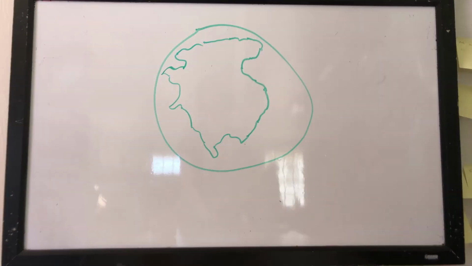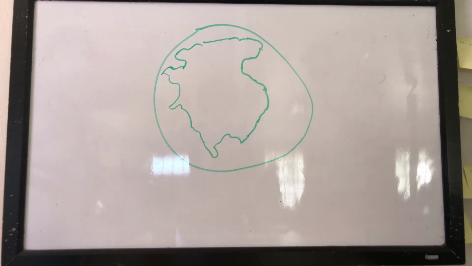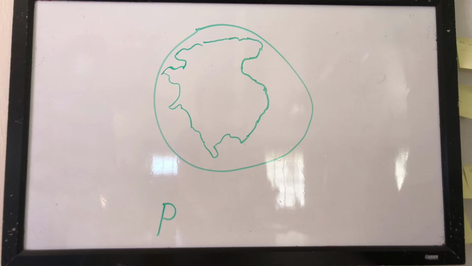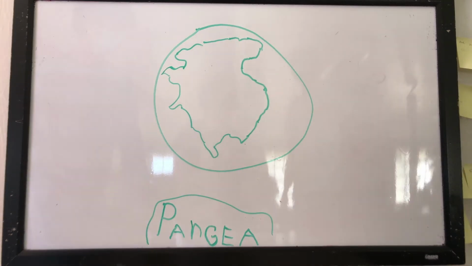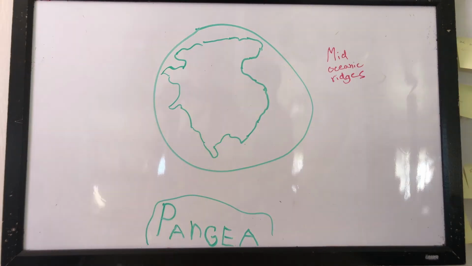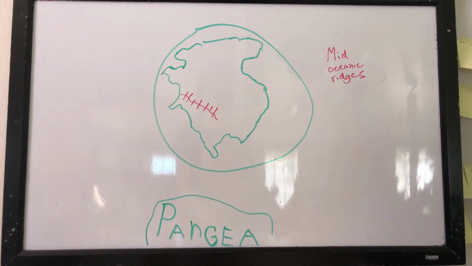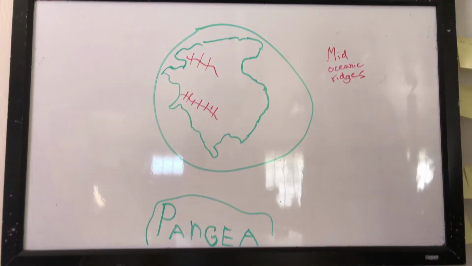First, we would like to talk about Pangea, when all the continents were together and made one big continent called a supercontinent. Out of nowhere, multiple mid-oceanic ridges formed in the continents. These mid-oceanic ridges moved the oceanic crust by 5 centimeters every year. The plate movements can happen in 3 different ways. These are the 3 different ways.